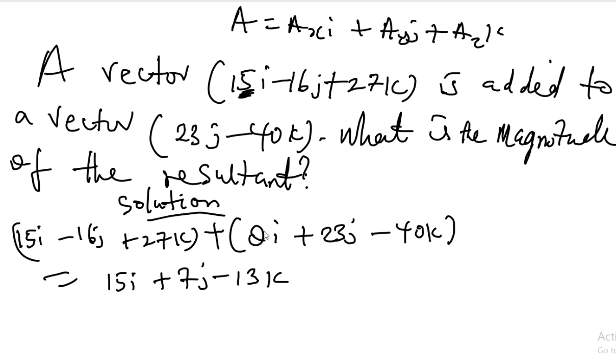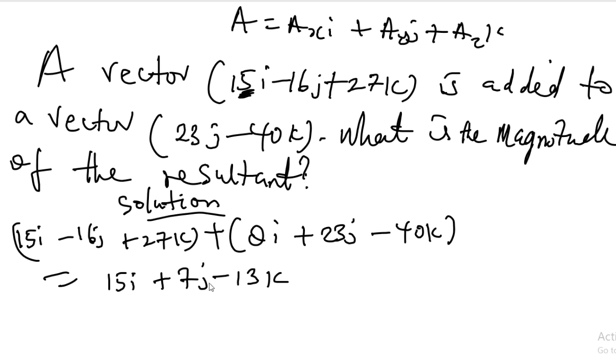Why did we have to put 0 here? Because if you look at the vector we're adding it to, it does not have the i unit vector, so we need to add it. So this is j and this is k. We have minus 16j plus 23j, which is 7j. Then we have minus 40k plus 27k, and that is negative 13k.